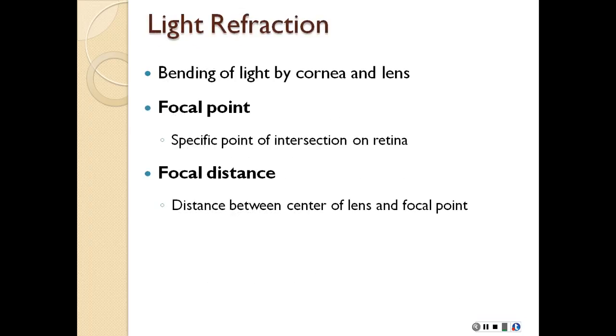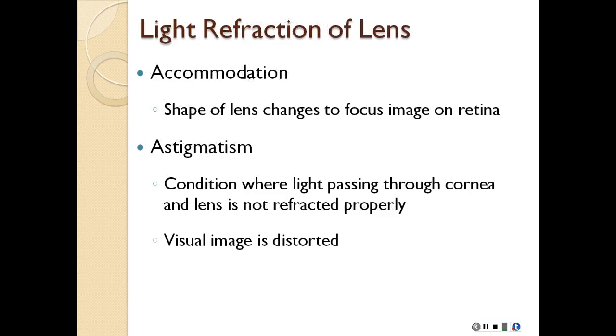So the word refraction just means bending of light. So when light passes through glass or most substances, the light bends as it goes through. And that's what happens with our eye. So we have our cornea, for one, which refracts light. But the focal point is the specific point of intersection of the light on the retina. And then the focal distance is the distance between the center of the lens and that focal point on the retina.